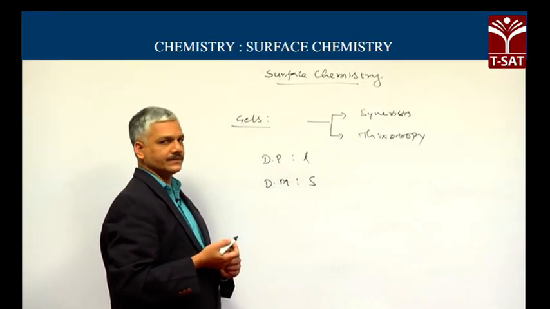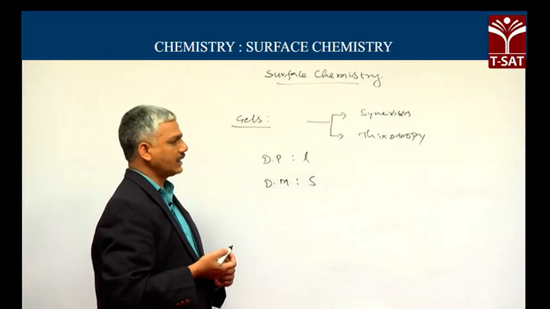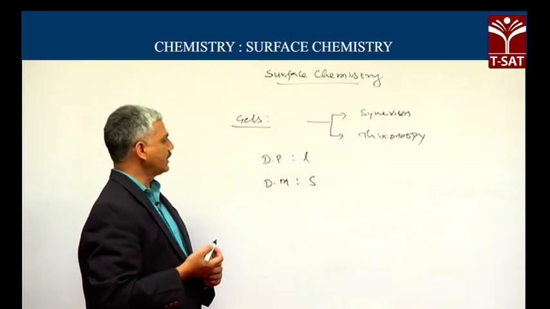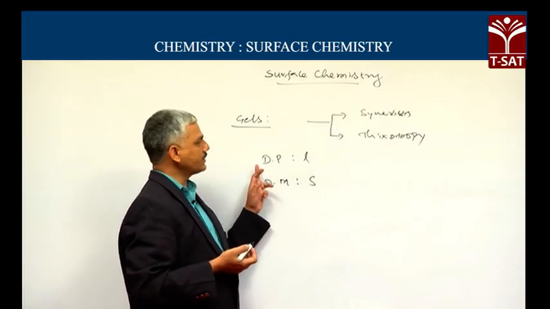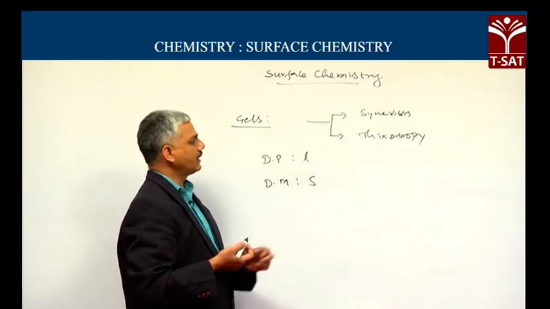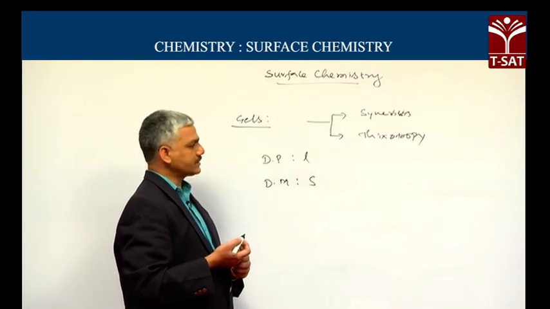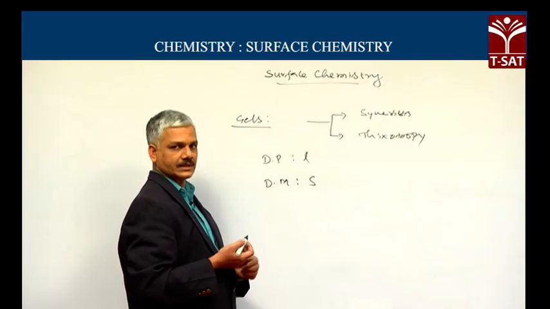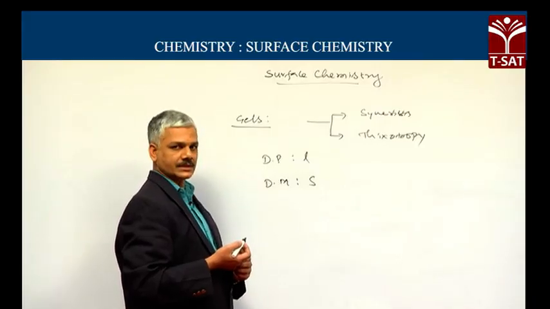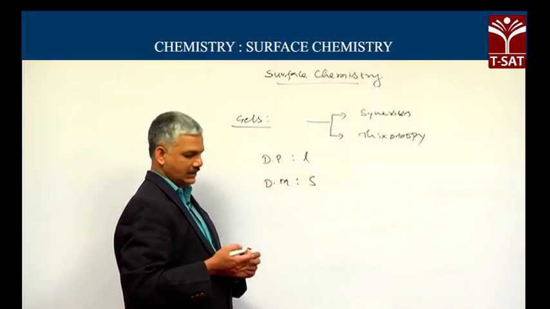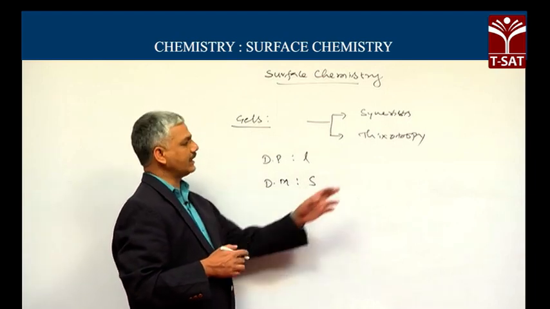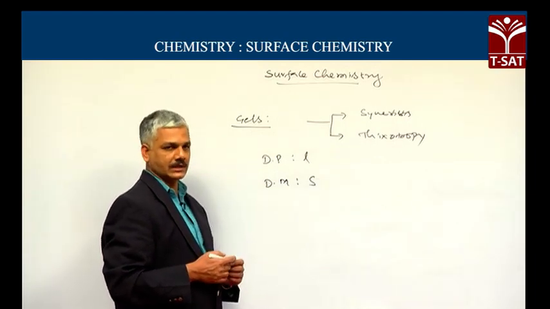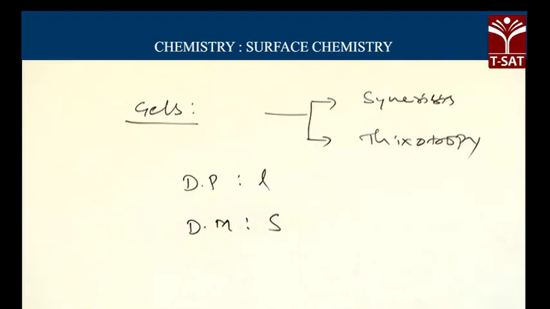In the process of syneresis, also called weeping of the gel, the dispersed phase comes out of the gel. In thixotropy, adsorption of dispersed phase takes place and in that process swelling of the gel happens and that phenomenon is called thixotropy.